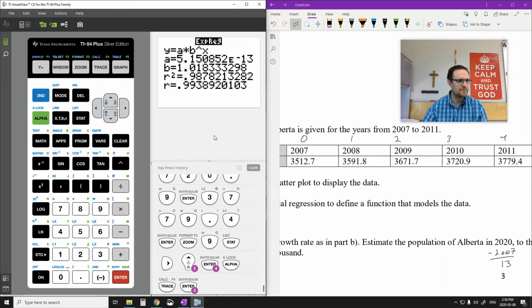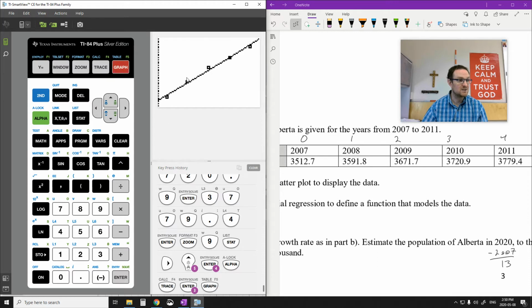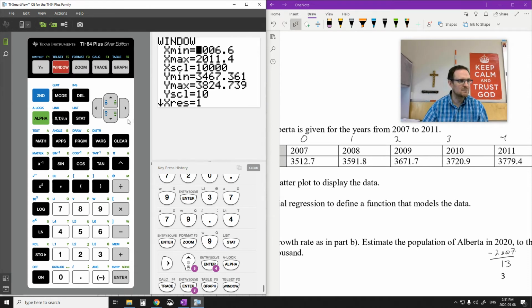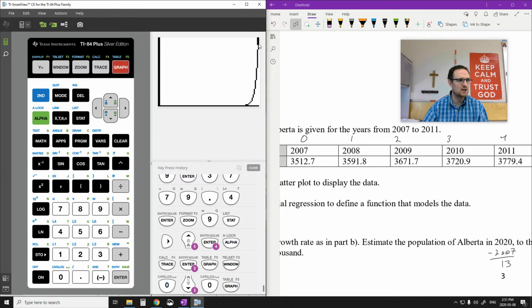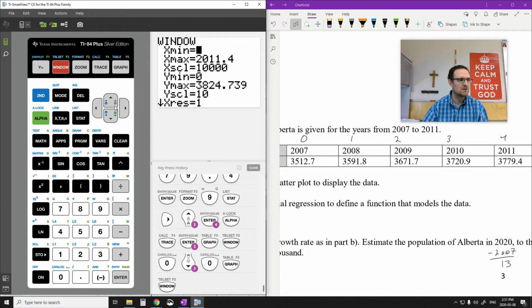There we go. I'm going to graph that. It looks pretty straight in this picture. The reason it looks pretty straight is because of how it's zoomed. If I were to zoom this back to where it was, so if I go back to my window and say, rather than start at 2006, let's start back at year 0 for some reason. And my y-min, rather than starting at 3000, let's go back here. So this is what my graph would look like. And there we are way over here. I don't want it like that, so let's go back to 2000.